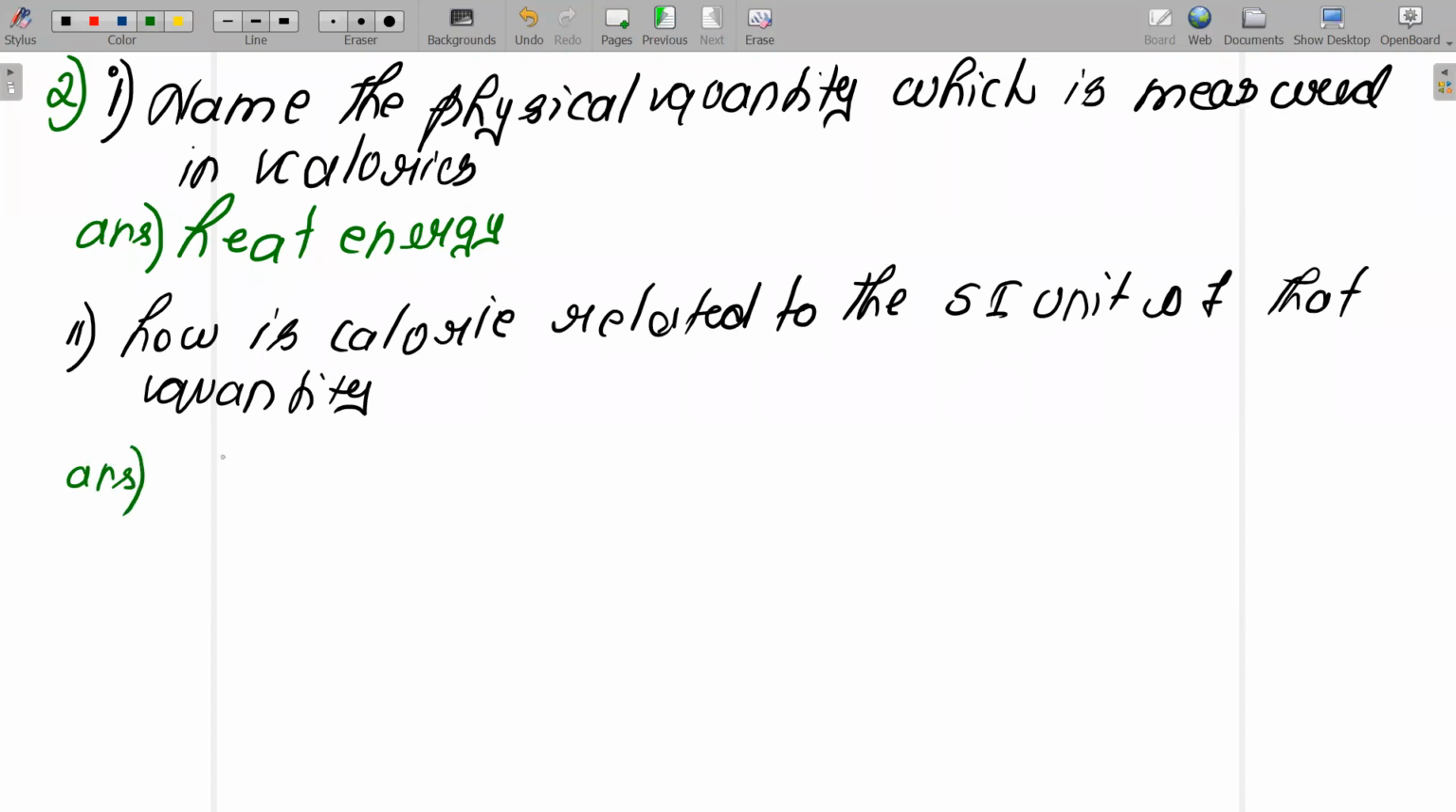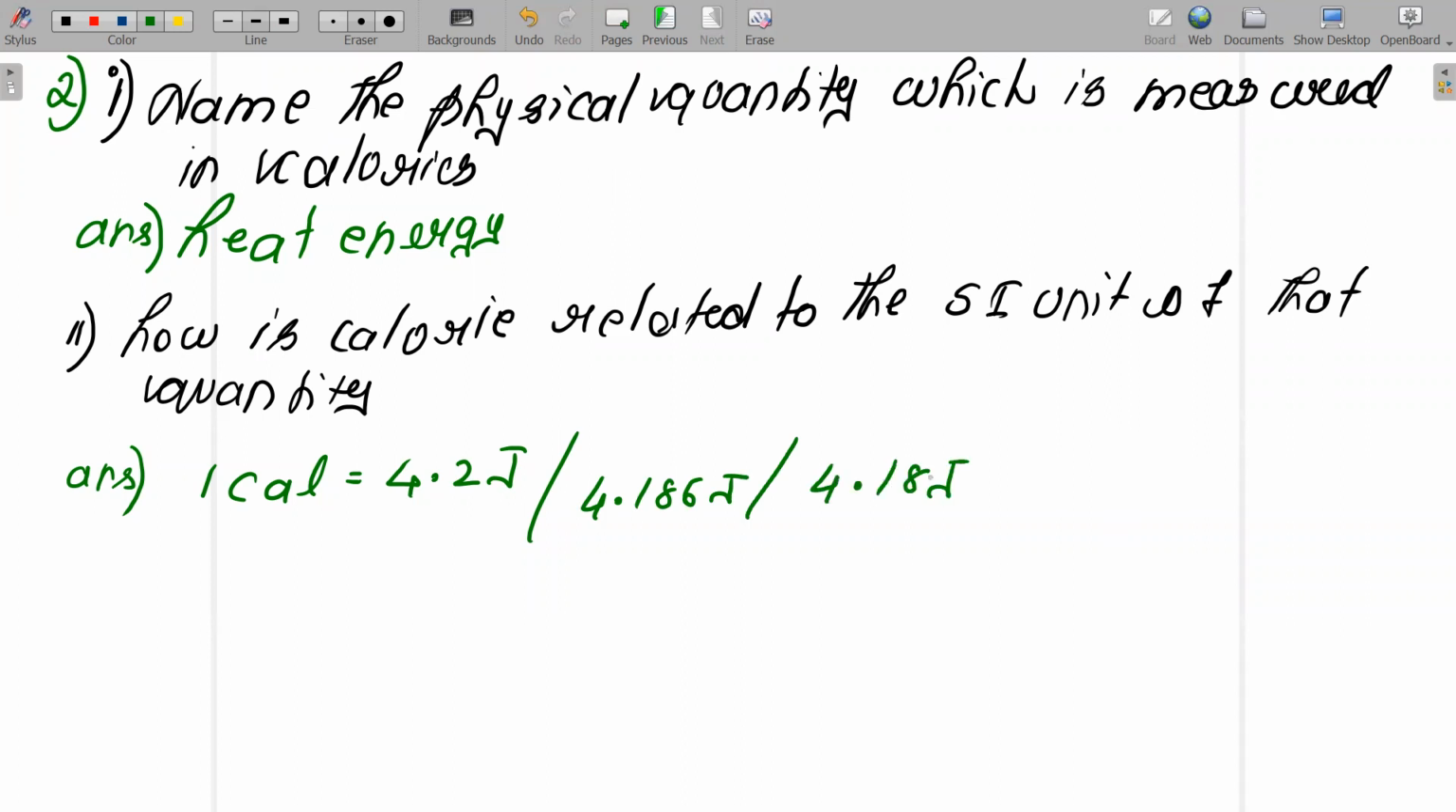How is it related to the calorie term? One calorie is equal to 4.2 joule. Some people write it as 4.186 joule. Some people write it as 4.18 joule. Understood?